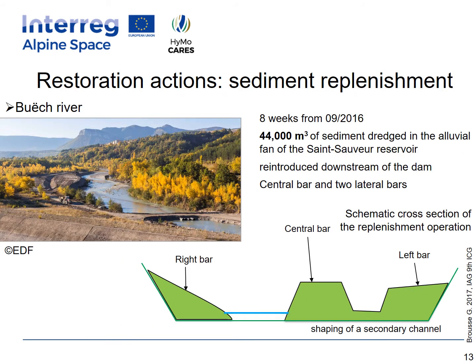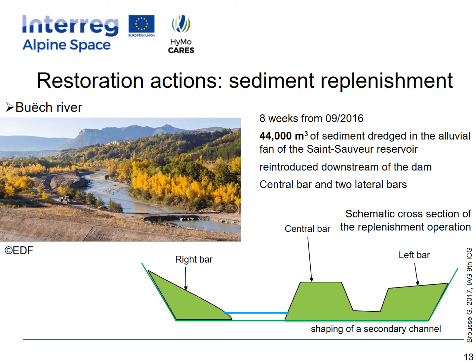The restoration project of the degraded reach downstream from the dam includes an important operation of artificial gravel replenishment of 44,000 cubic meters, implemented in September 2016 and funded and supervised by the power plant company EDF. Replenished gravel was directly dredged from the alluvial fan of the Buëch, forming in the proximal part of the Saint-Sauveur reservoir.